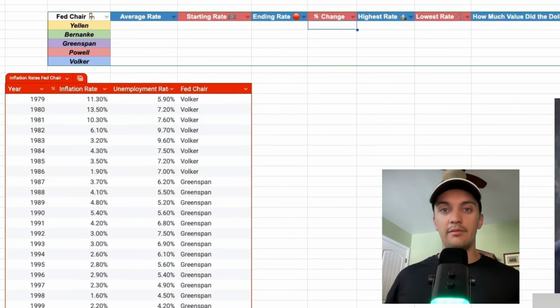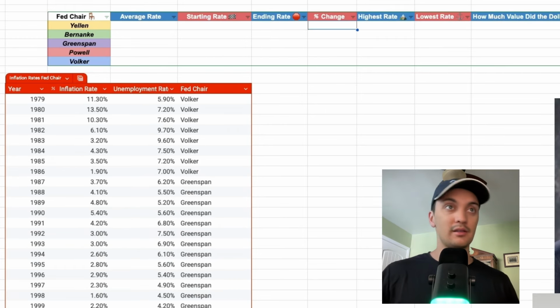All right, everyone. So the Fed rate decision is coming up later this month, and I thought it'd be fun to look at the past 5 Fed chairs and rank them, give them a citizen scorecard on how well they performed a certain aspect of their job, which was controlling the inflation rate.